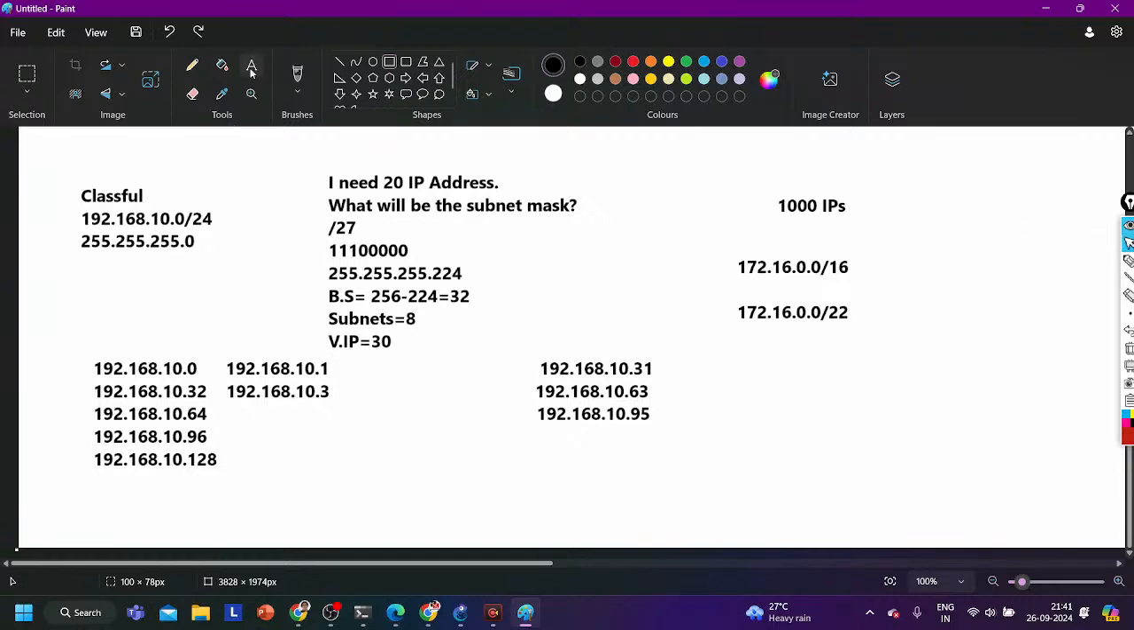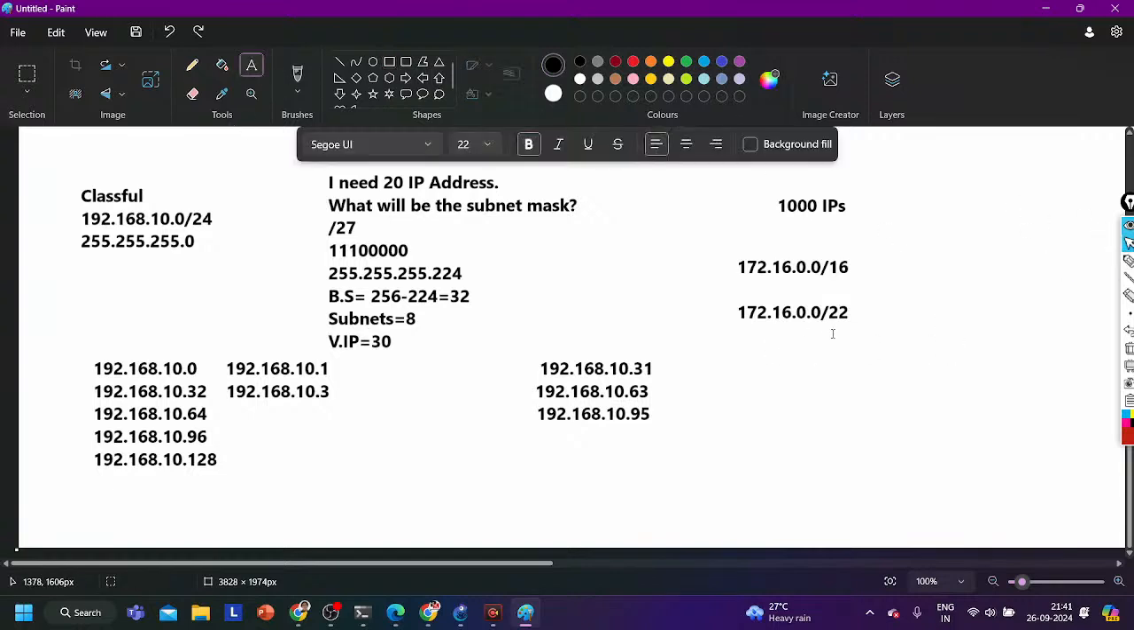So if the CIDR value is 22, CIDR means classless interdomain routing. Subnetting is classless IP addressing, classless routing, and the default subnet mask is classful routing. What will the subnet mask be if the slash value is 22?